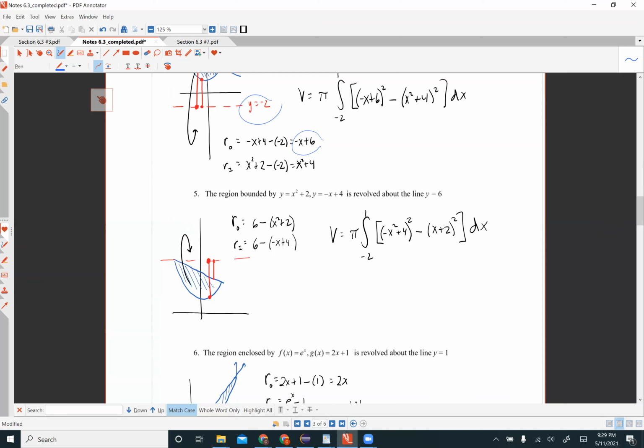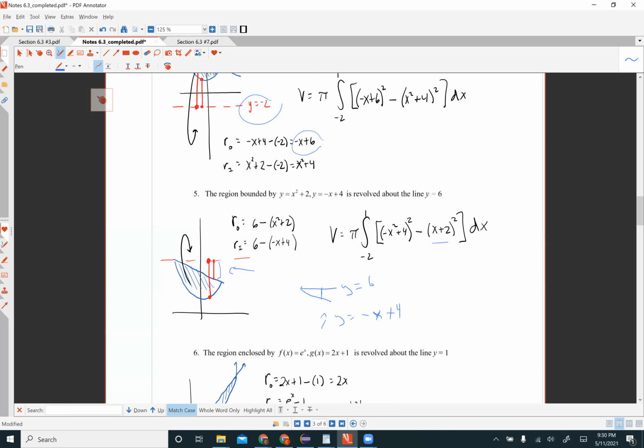Because we're rotating, if you can see this, here's y equals 6, and here is your radius. What's the distance between those two? So it's 6 minus -x plus 4, right? So the inner radius here is 6 minus -x plus 4. And what do we get there? We get 2 plus x.